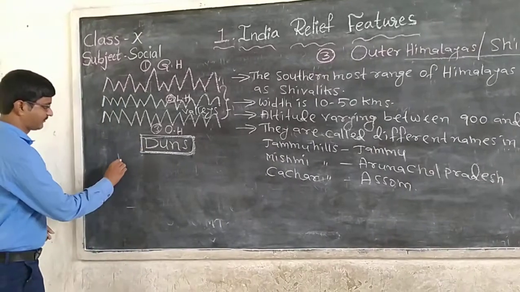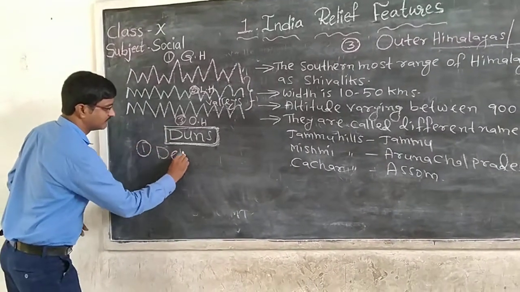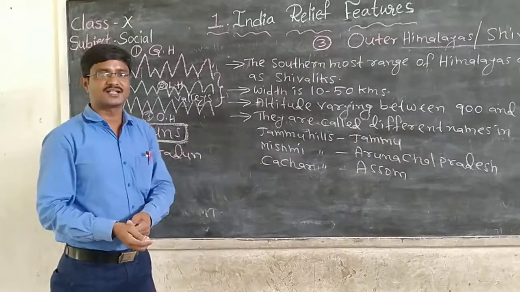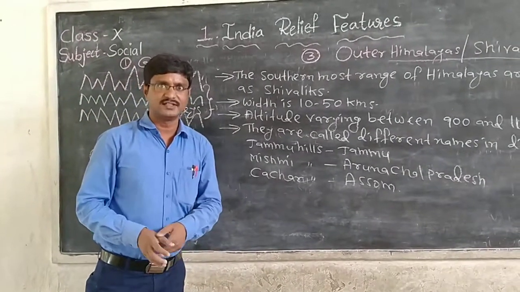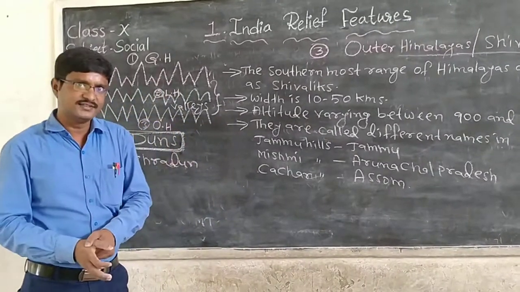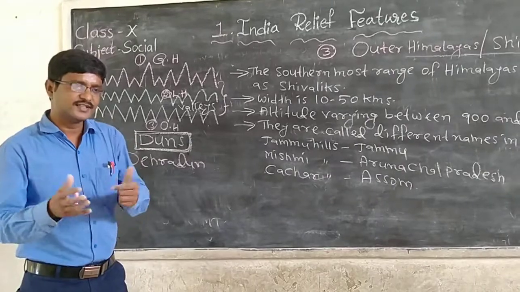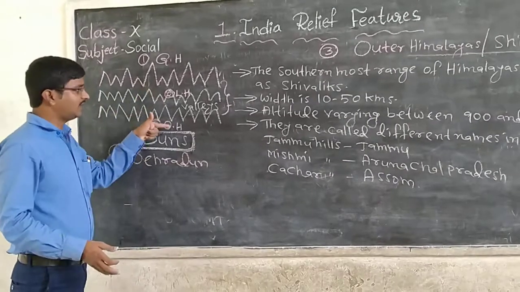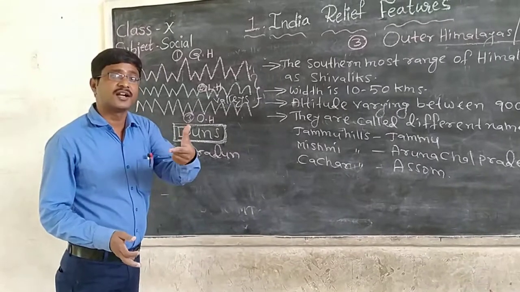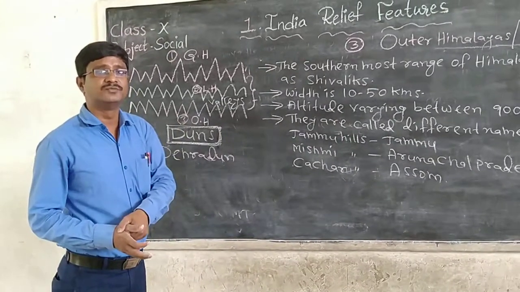One is Dehradun. Do you know Dehradun? It is the capital city of Uttarakhand. That is a valley region. Where is the valley region? That valley region is located between the Lesser Himalayas and Shivaliks. So Dehradun is one example of a dune.